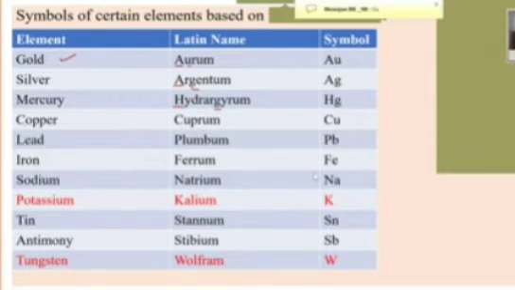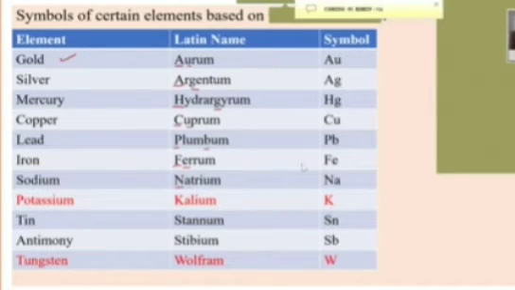But there are so many elements with the same letter. So some elements use their Latin names as symbols. Look at the table here. Here the element gold's Latin name is Aurum. Hence the symbol is Au. Similarly, silver's Latin name is Argentum. Hence the symbol is Ag. Mercury is Hydrargyrum, symbol Hg.